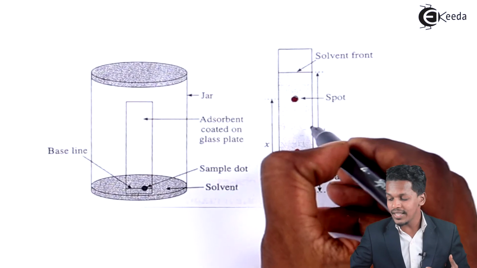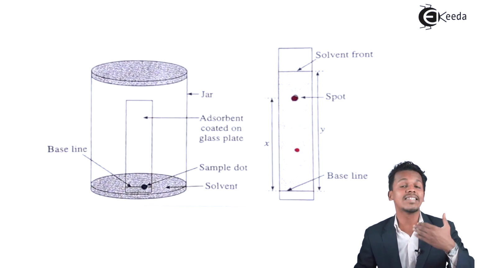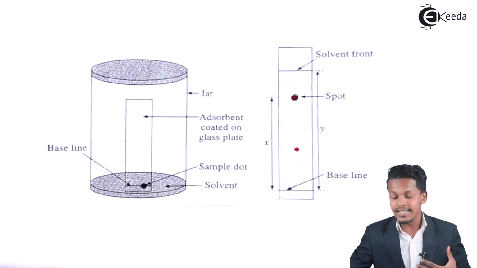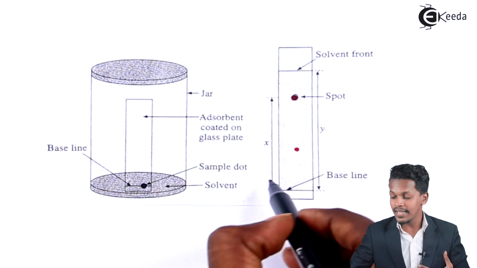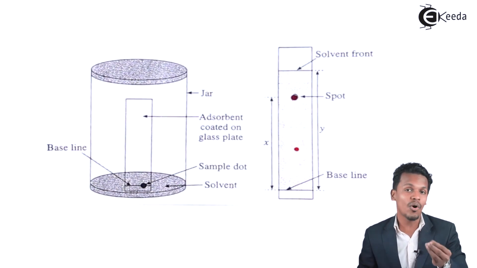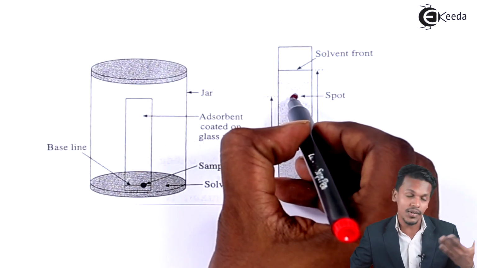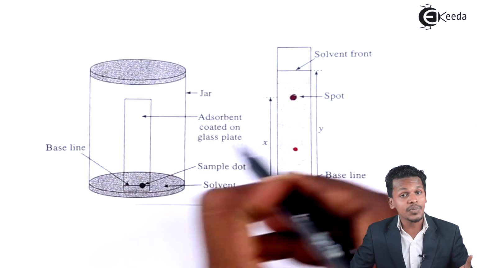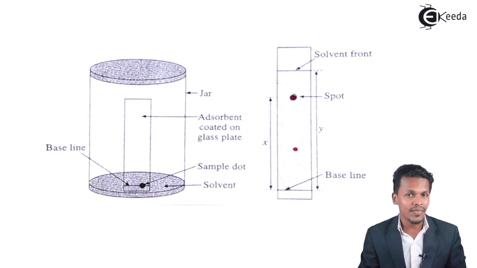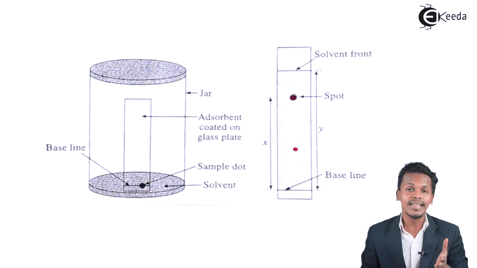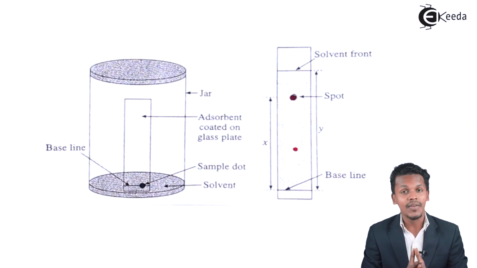That is how we can find the value of y, which is the distance traveled by the solvent. And we can also find the value of x, the distance traveled by the organic component, over here. This is one of the components with its x value, and this is another spot. For this one also we can find the value of x, but y will remain constant. Here is how we can calculate the retardation factor of the components, and by the calculation we could estimate which compound that component would be.